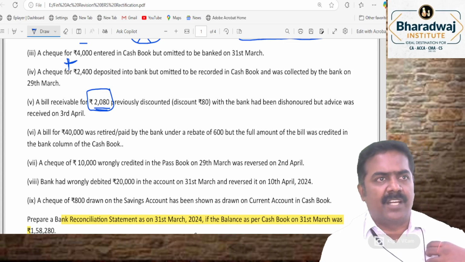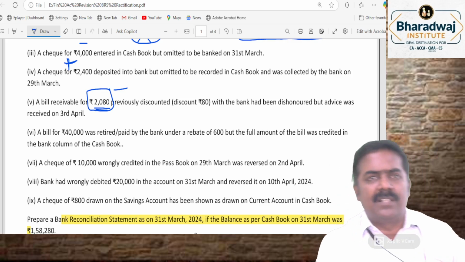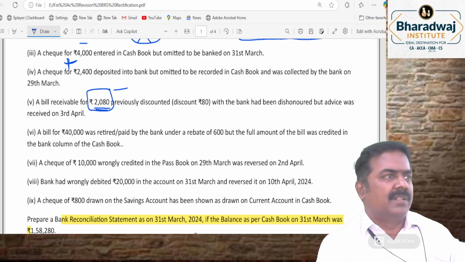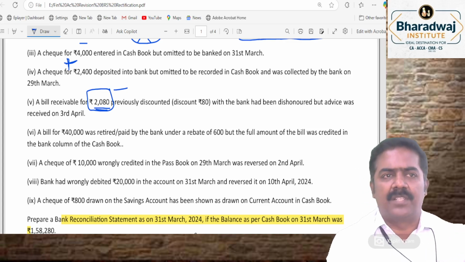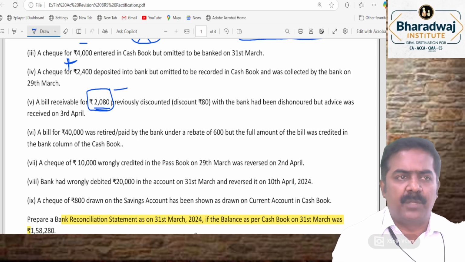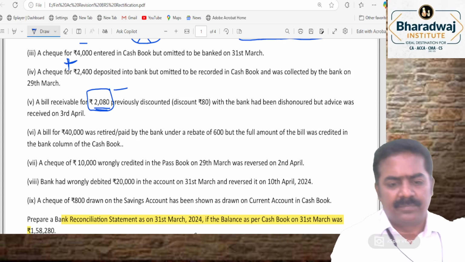Have we reduced in cash book? No. Let us also reduce it. When the bill is dishonored, bank will deduct our account. We have not deducted. Let us deduct it now. Banker has done something, do the same thing. Minus 2,080. The bank has deducted, so we also deduct.